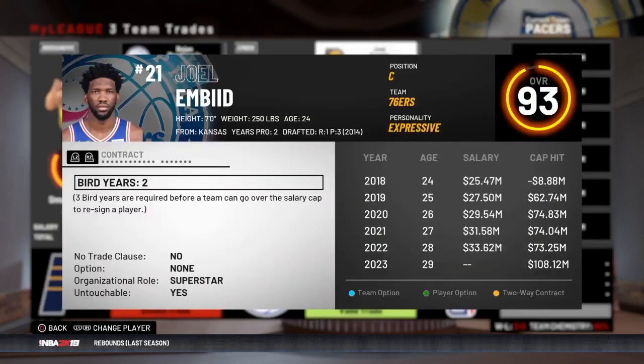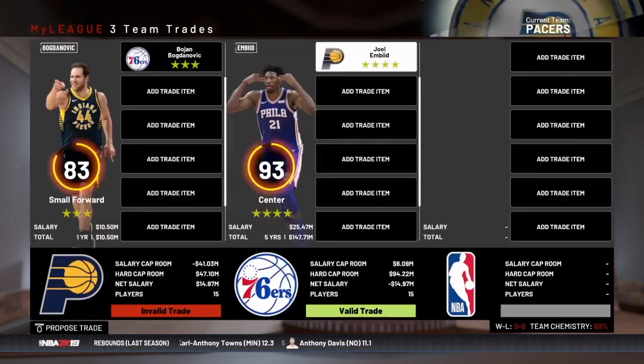You can see here that if I wanted to trade Bogdanovich for Embiid, Embiid has this huge contract, which is so far away from the single year $10.5 million value contract that Bogdanovich has, that it's not a trade that's going to match up close enough under the rules.